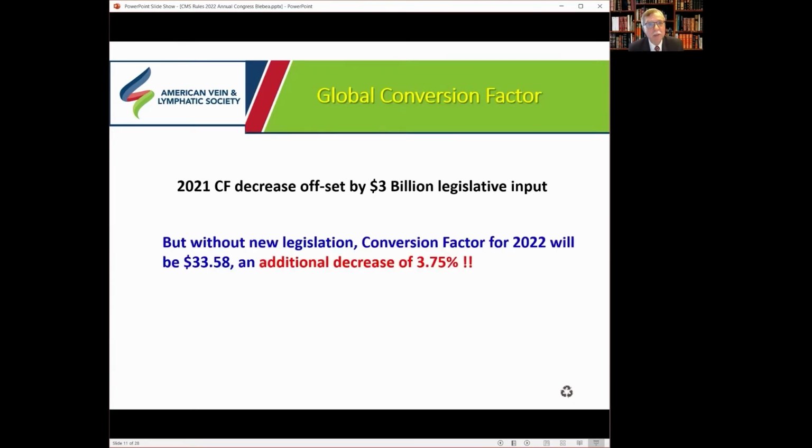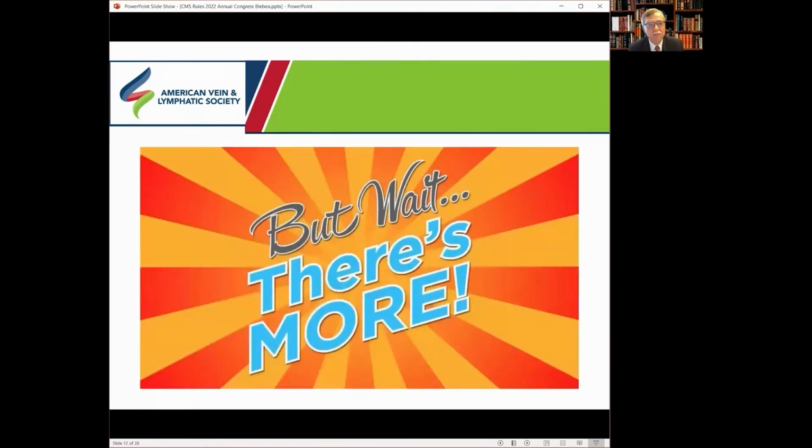But for this upcoming year, without new legislation in 2022, this conversion factor goes down even more, another 3.75%. Significant for all of us individually. But wait, there's even more.